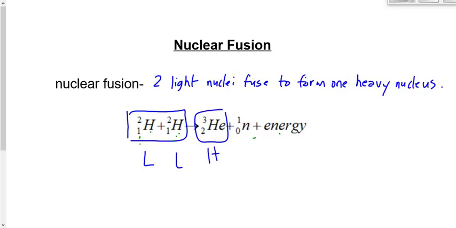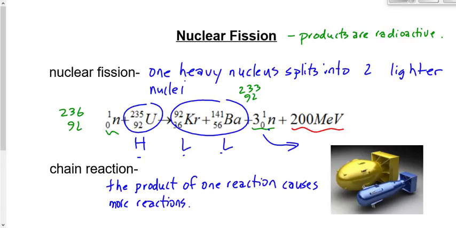Look at what it is that causes this reaction to take place. Hydrogen and hydrogen, two light nuclei, one heavy nucleus. If we have a kilogram of each, then we're going to get a lot more out of fusion. If we have a single reaction, then we're going to get more out of fission. Does that make sense?